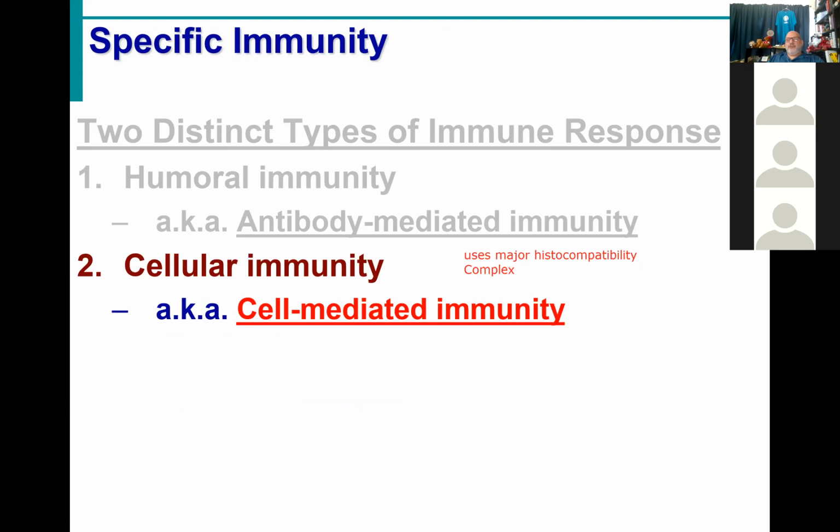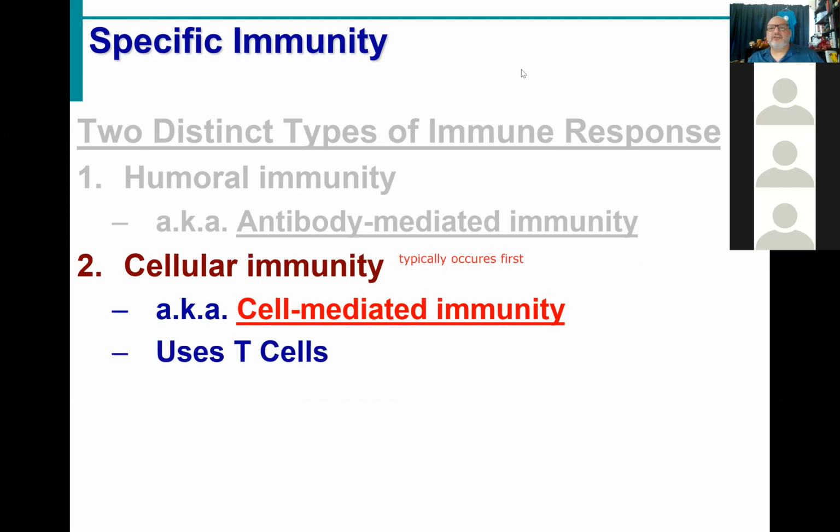All righty, those are the players. Let's talk about the process. We are going to start with cellular immunity first, because typically cellular immunity occurs first. Our cellular immunity, of course, uses the T cells, whereas it is the B cells that are responsible for our humoral immunity.